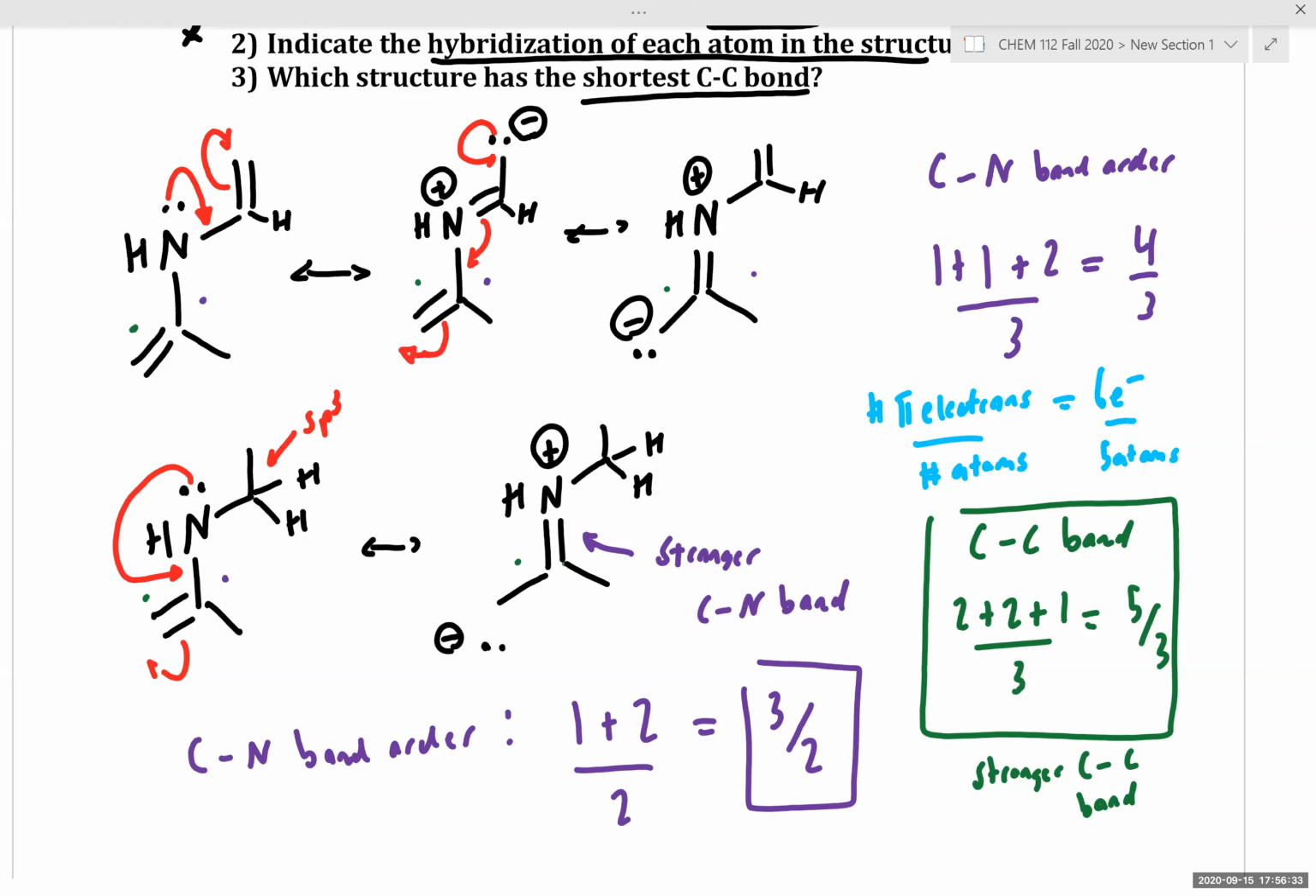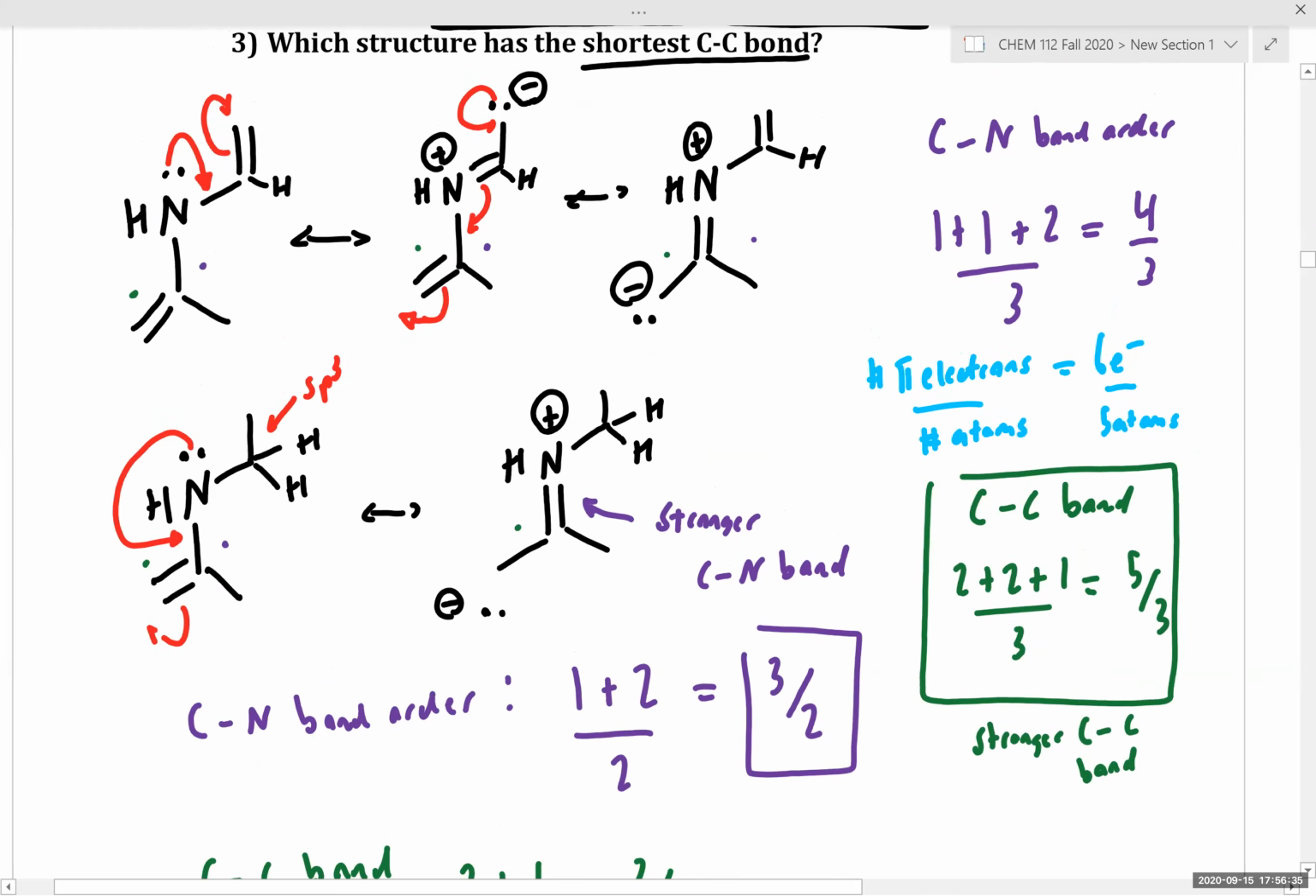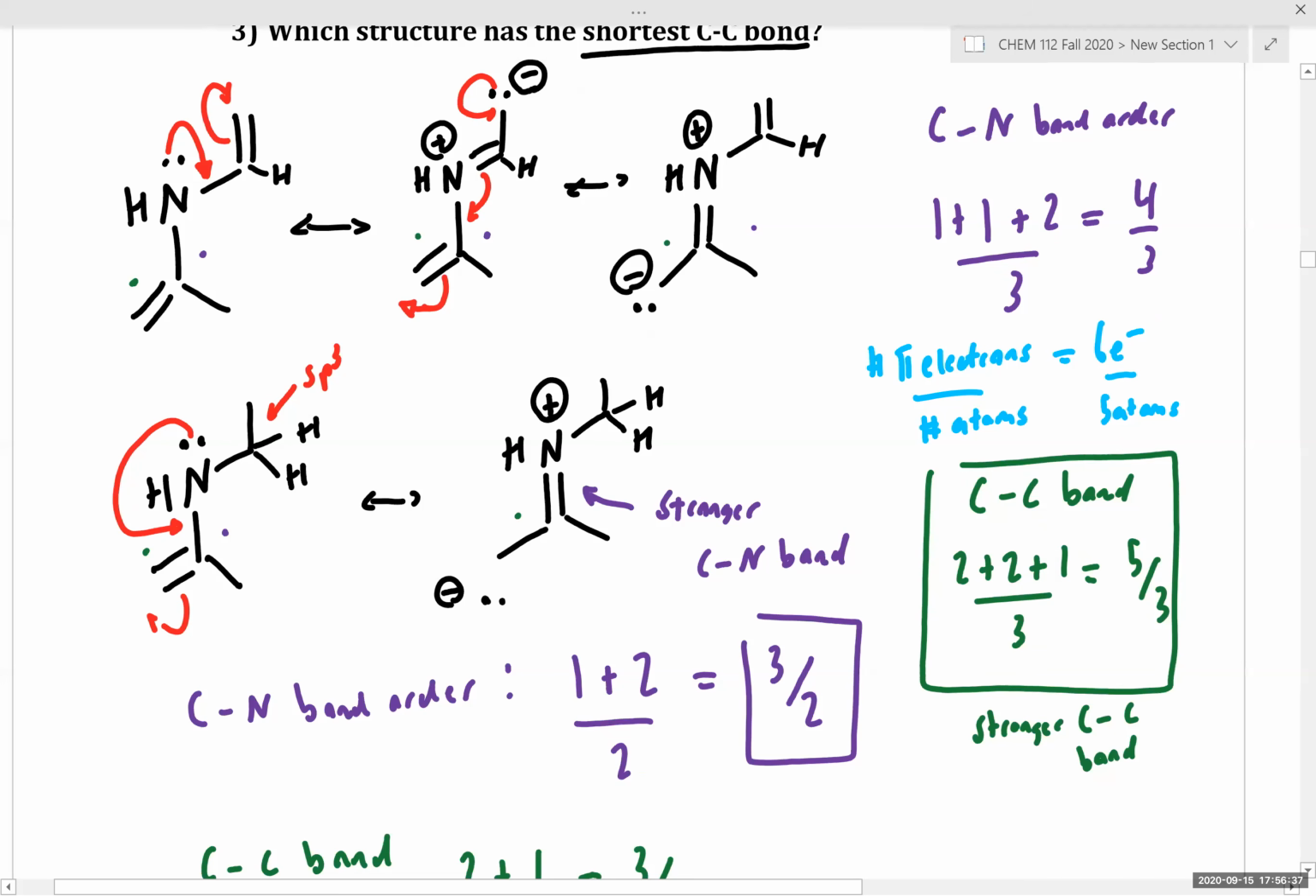This is an estimation method, but I find it's really valuable as it helps you put some numbers to these soft ideas of, well, this bond is stronger, well, this bond is weaker. Does this example make sense to everyone now that we've gone through it together?